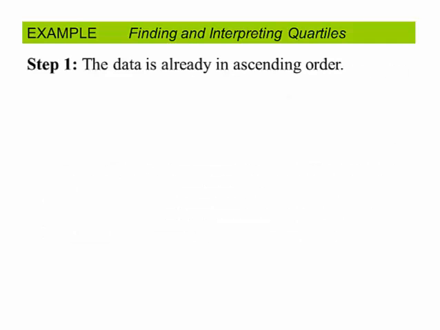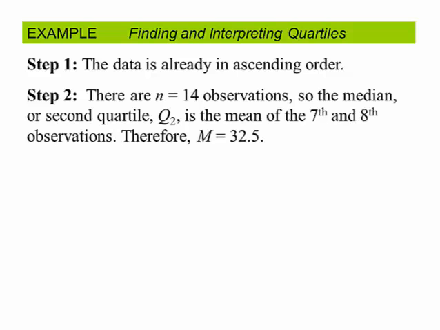Okay, our first step is we have to put them in ascending order. That's already done. Second step, find the median. Since there's 14 observations, the median is going to be the mean between the 7th and the 8th observation. Therefore, the median is 32.5.